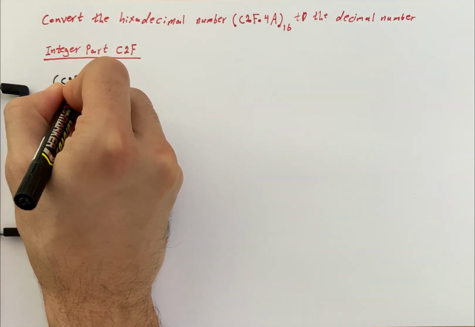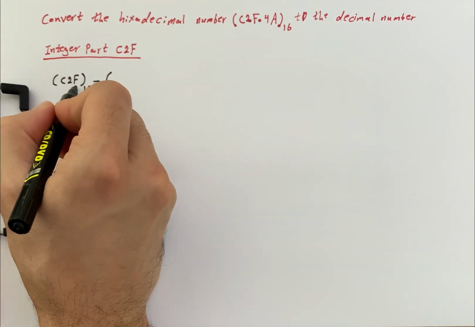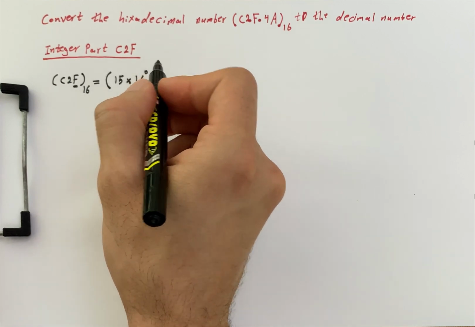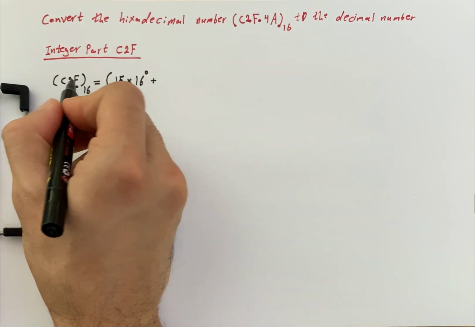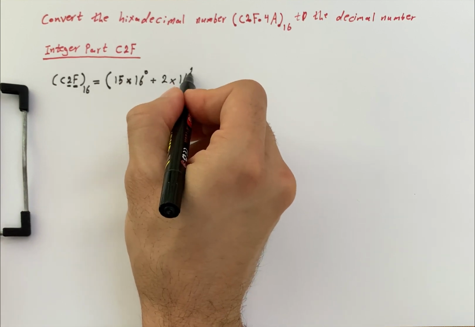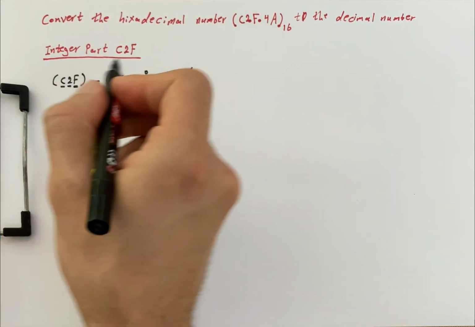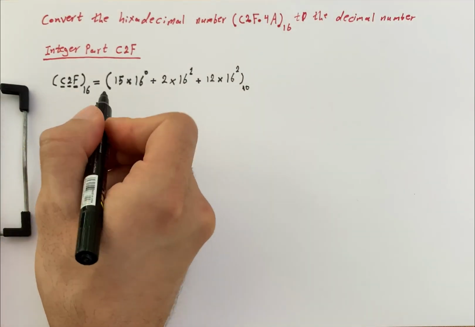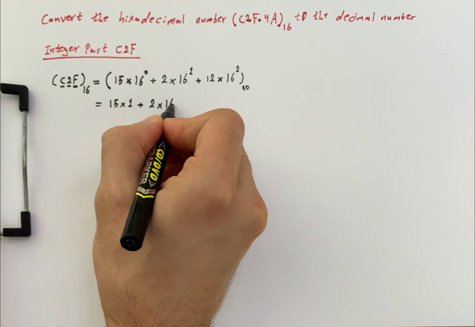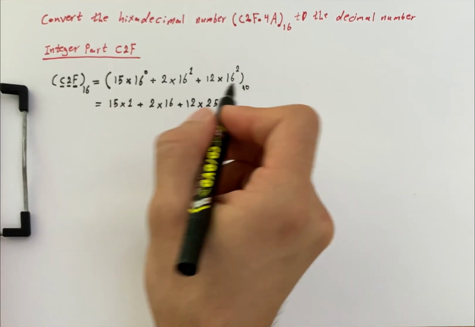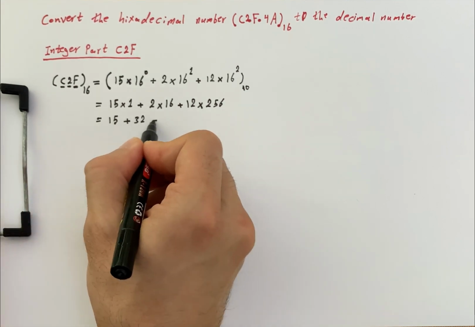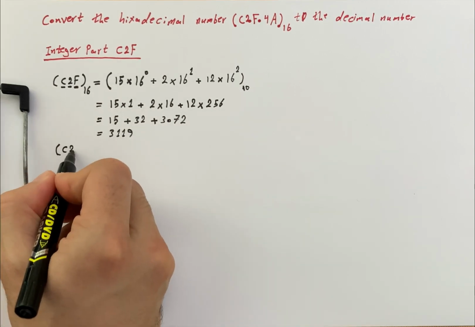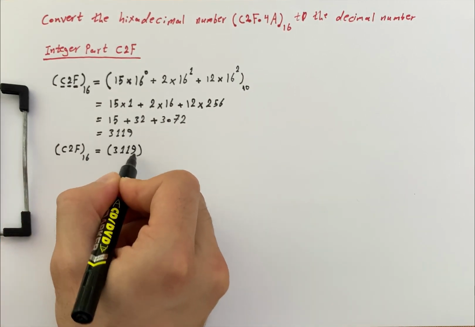By applying the previous law, we take the first right digit, this F, which is equal to 15 in decimal, and multiply it by the base 16 to the power of 0, plus the next left digit, this 2, multiply it by the base 16 to the power of 1, plus the next left digit, this C, which is equal to 12 in decimal, multiply it by the base 16 to the power of 2, equal to 15 times 1 plus 2 times 16 plus 12 times 256, equal to 15 plus 32 plus 3072, equal to 3119. So the number C2F in hexadecimal is equal to 3119 in decimal.